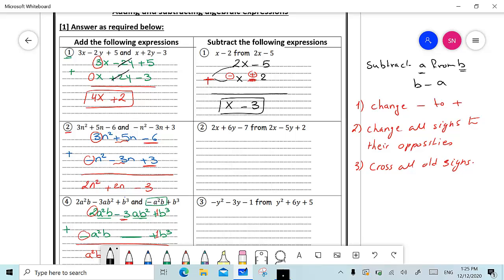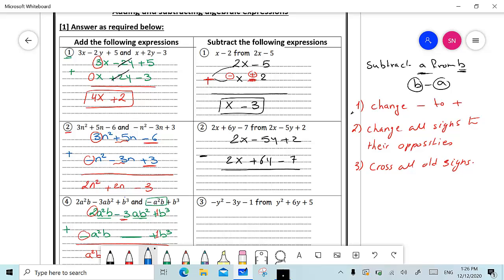And let's go now to see number 2. Again, when I say subtract A from B, this means I am making the second expression minus the first. So when I want to subtract those two expressions, I'm going to begin with 2x minus 5y plus 2. And I'm going to subtract it from the first expression, keeping in mind that I should always put the like terms under each other. So I have here 2x plus 6y minus 7.